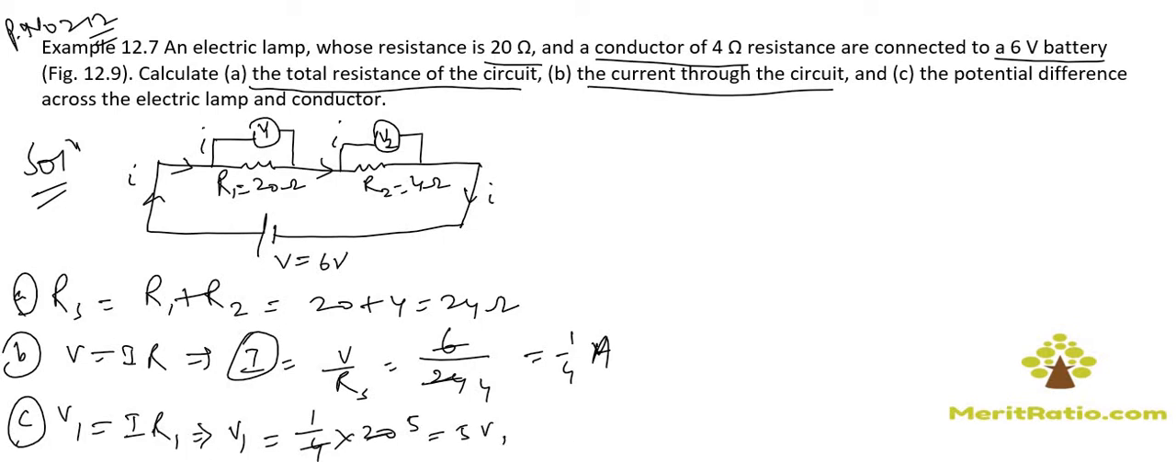And V2 is equal to IR2. This will become 1 by 4 into 4. This has become 1 volt. So the supply voltage was 6 volt. If we add 5 volt and 1 volt, then this is giving us how much? 6 volt.